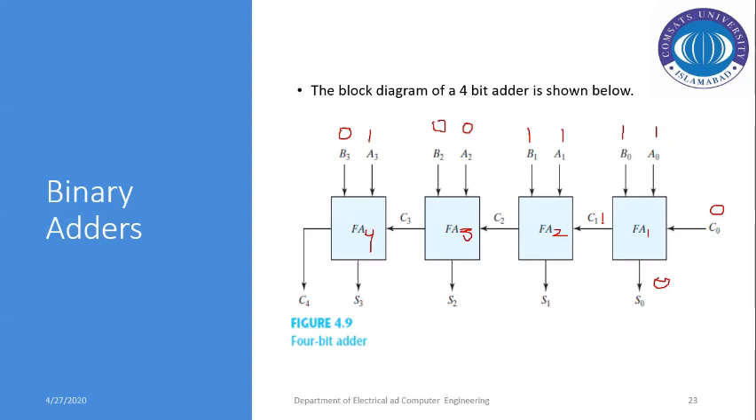So these adders are basically connected in a cascaded orientation. We can say that the carry output of one full adder is applied to the carry input of the next higher full adder. These are the summation results represented with S0, S1, S2 and S3, and C4 is basically the final carry that has been generated in this addition.